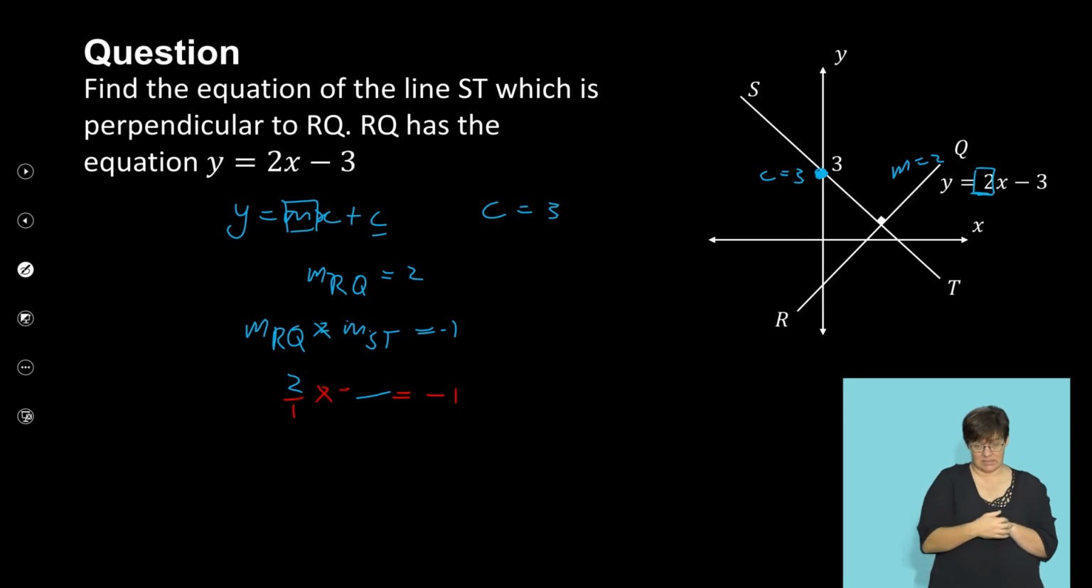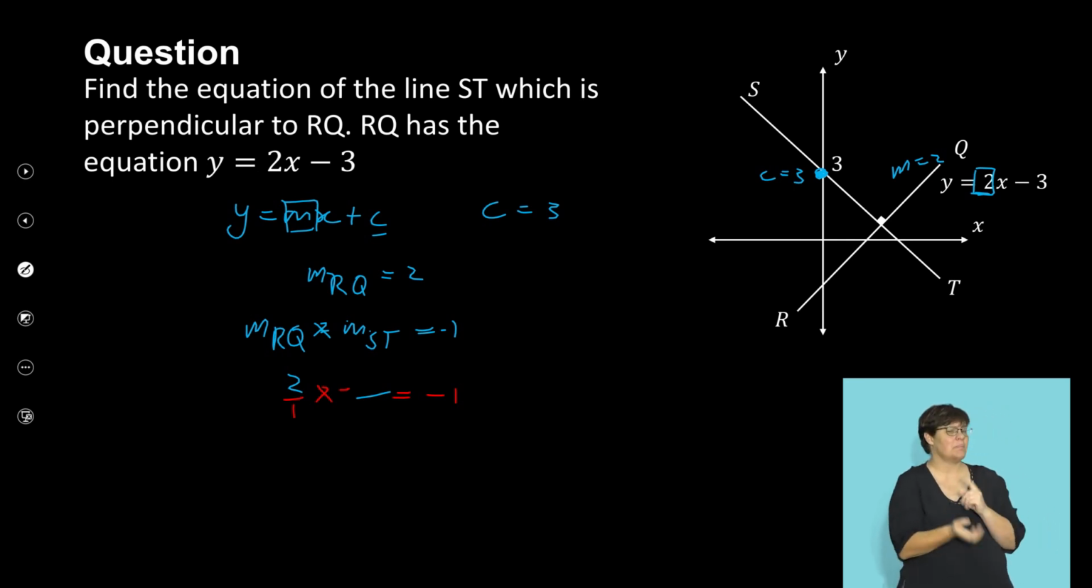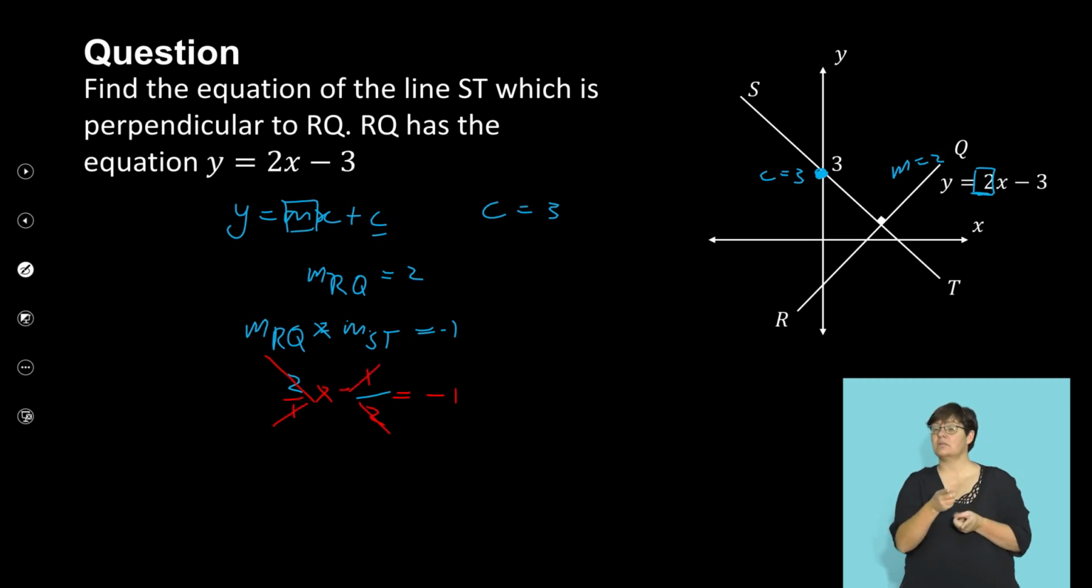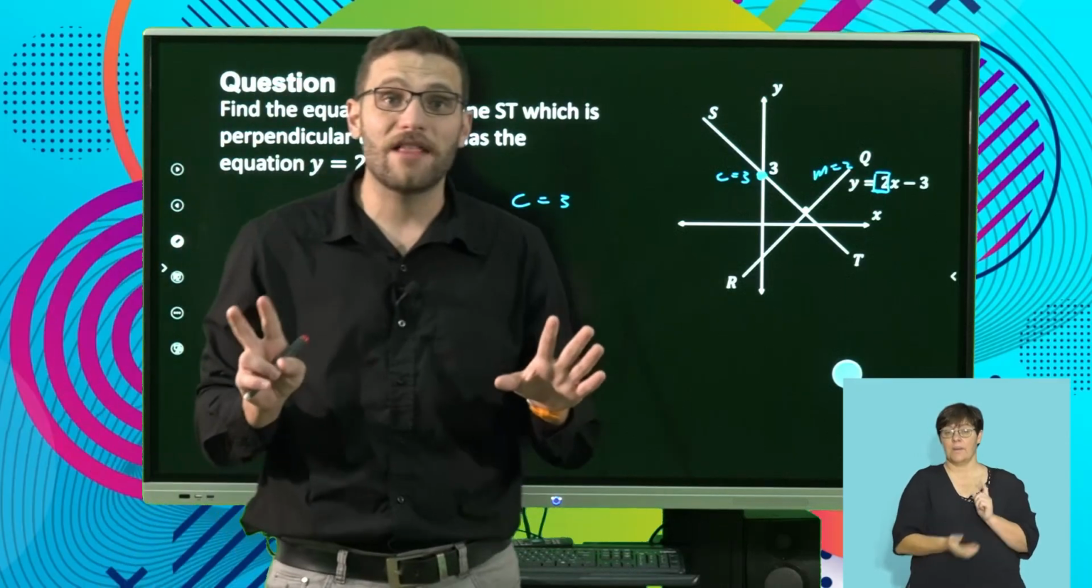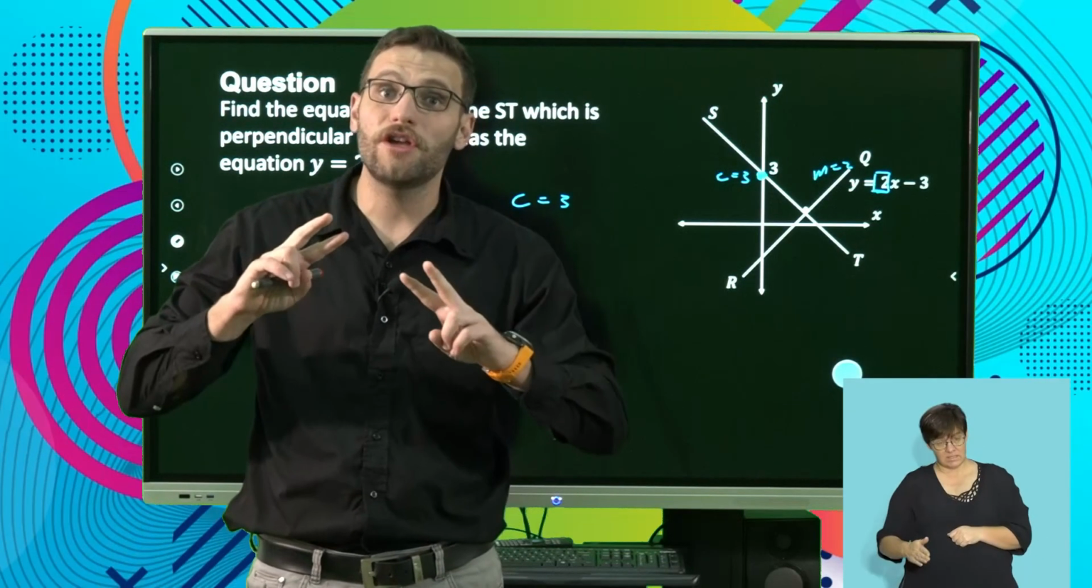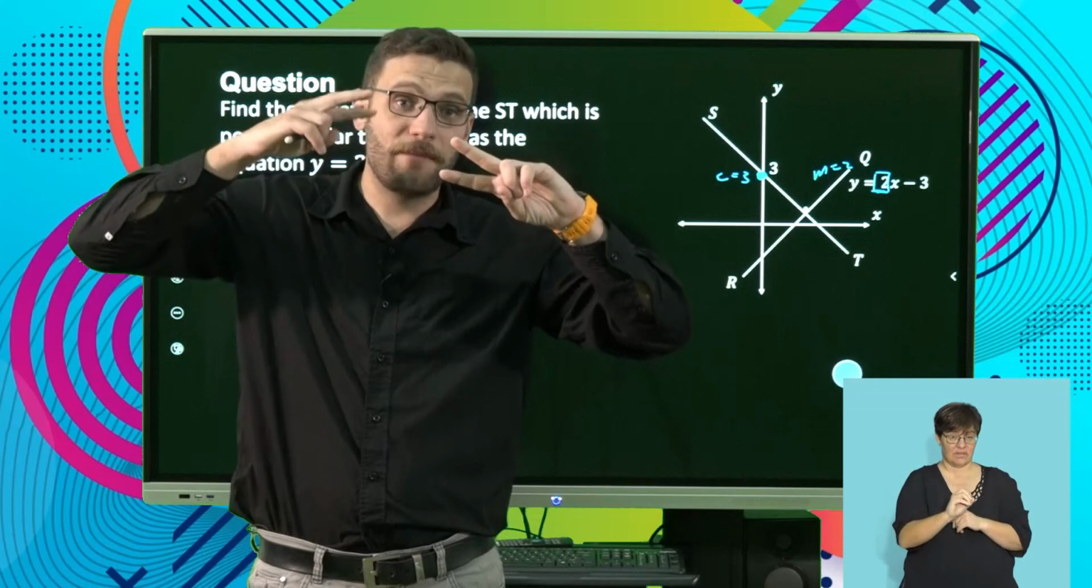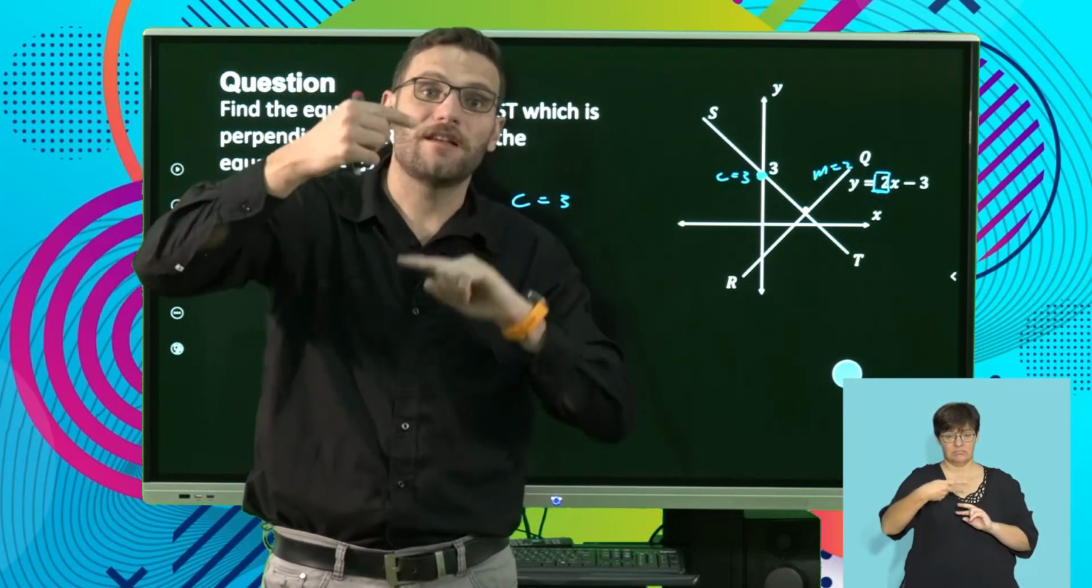And then how do I get a negative product? Well, I want the 2 to cancel out, so I'm going to put a 2 there. And I want the 1 to cancel out, so I'm going to put a 1 there. And what would happen is I would cancel out the 2s, I would cancel out the 1s, and my answer would be equal to -1. And so if they ever ask you to find the gradient of a line that's perpendicular, all you're going to do is flip it over and change the sign.